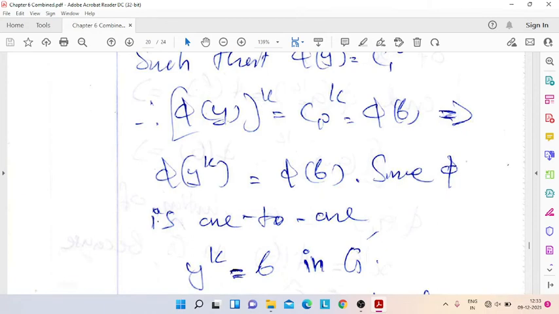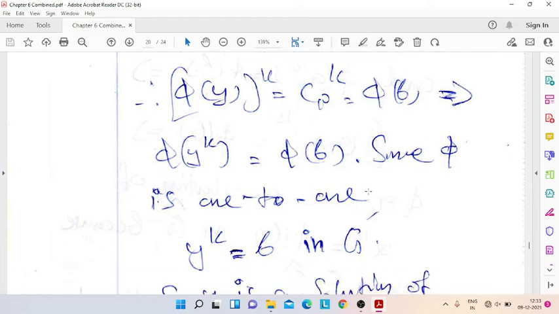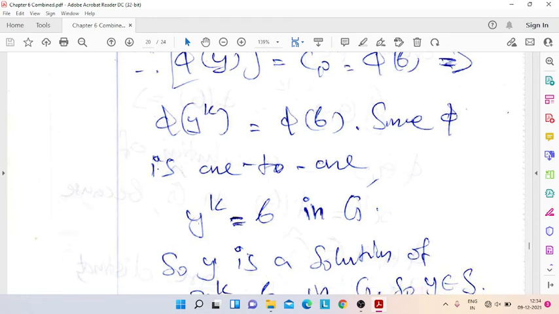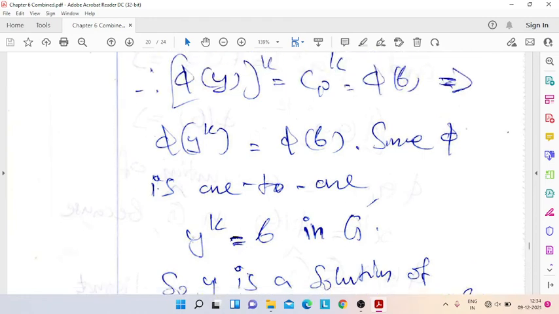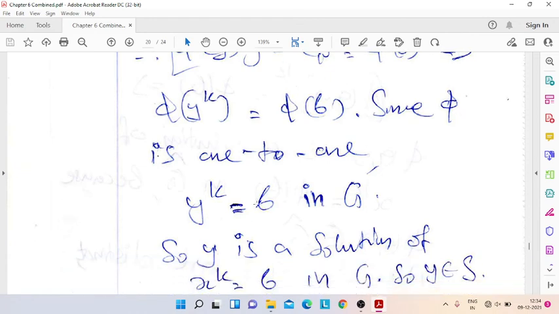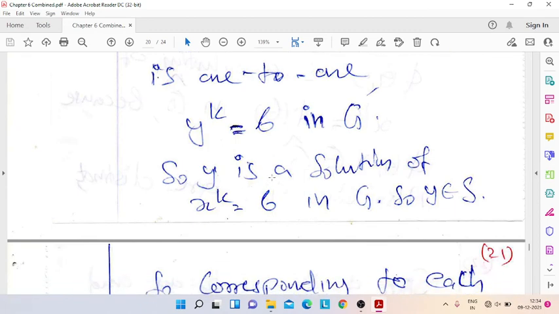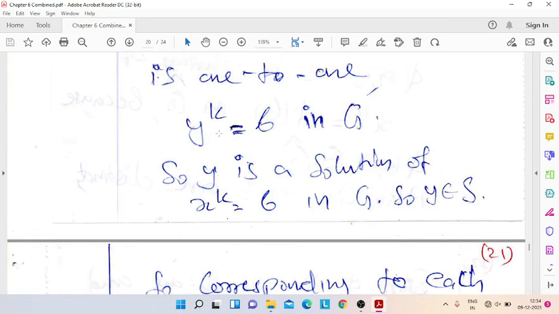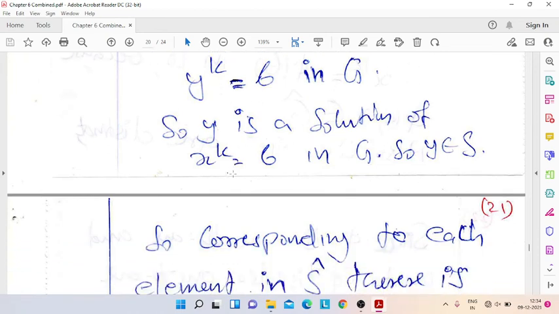When we combine this, we can write the first expression as φ(y^k) = φ(b). Since φ is one-to-one, applying that property, we get y^k = b in G, because we already have φ(b) = φ(y^k). And therefore y is a solution of the equation x^k = b.